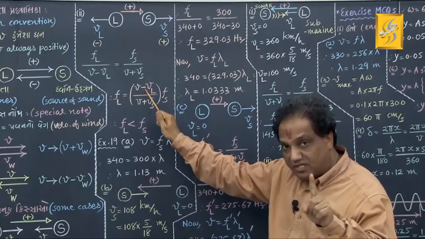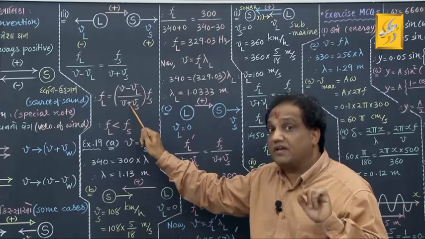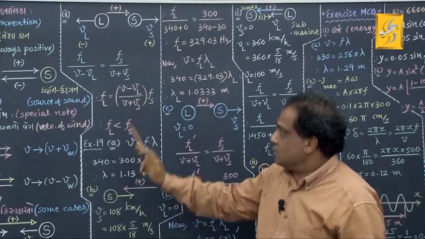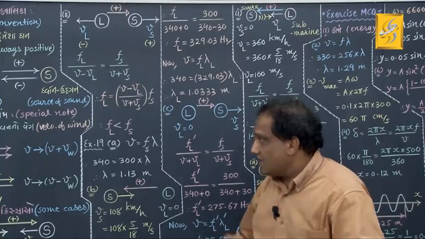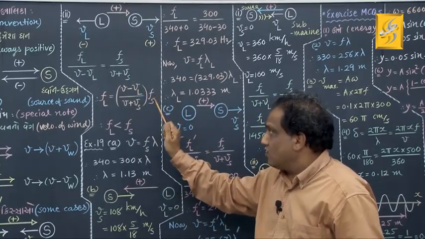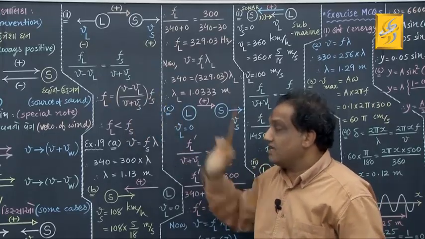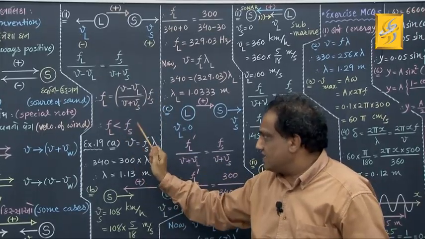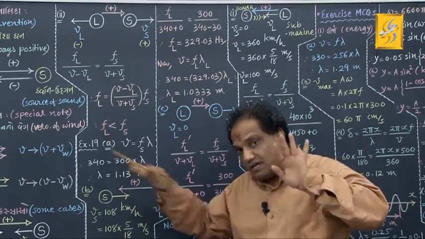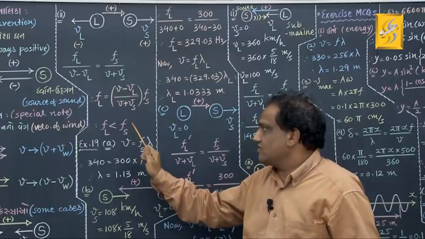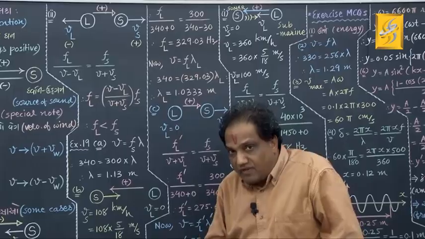Because you are making subtraction in the numerator, it will decrease, and because you are making addition, the denominator will increase. So the numerator is less than the denominator, so the ratio is less than 1. And when this ratio, which is the multiplier or coefficient of Fs, is less than 1, naturally FL will be less than Fs. What does it mean? The frequency of sound heard by the listener is smaller than the frequency of sound actually generated from the source.